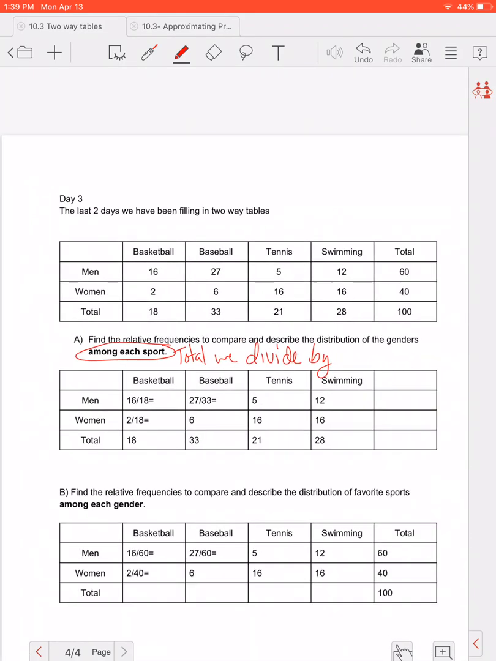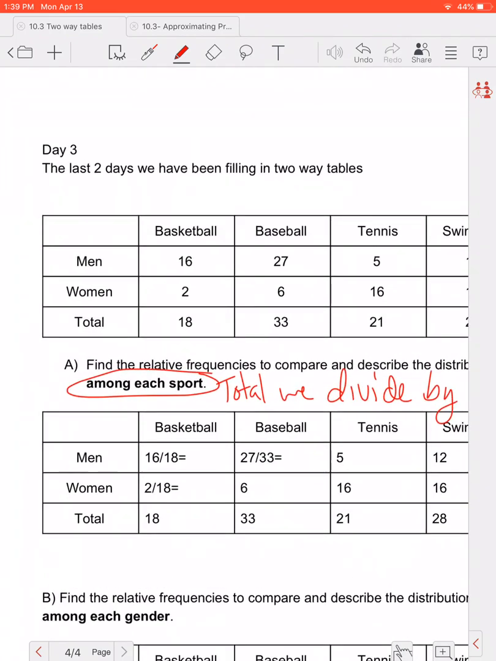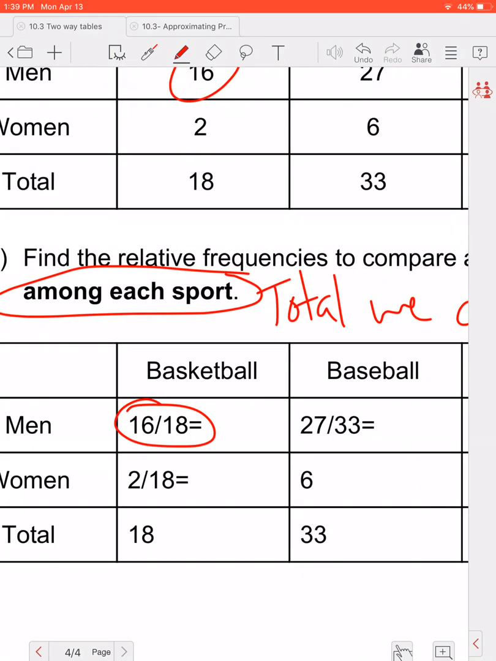Okay, so I've taken the liberty, I took this table and just took the numbers in it and I started dividing. So we're just going to take the men in basketball, 16, and do 16 divided by 18 to find the relative frequency. So 16 divided by 18 is going to be 88.8 repeating. Okay, and we can round that to 88.9 if we'd like. Our percentages will just be slightly off there. And then we're going to do 2 divided by 18, which is going to give me 1.11 repeating.